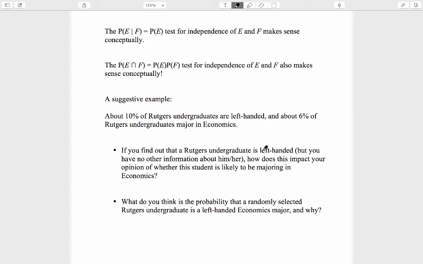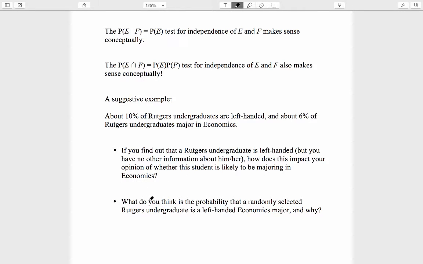So you see somebody writing left-handed. You're sitting on the bus next to them, you have no idea what courses they're taking, you just see them writing left-handed. What does this tell you about this person's status or non-status as an economics major? It tells you nothing. It has no impact on your opinion. And that's exactly how we've been thinking about what independent concretely means.